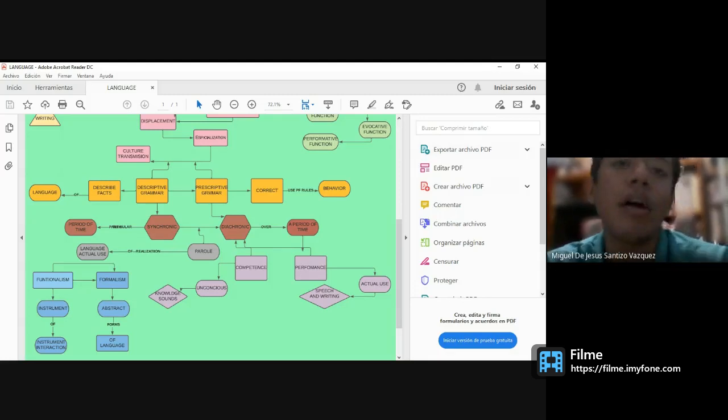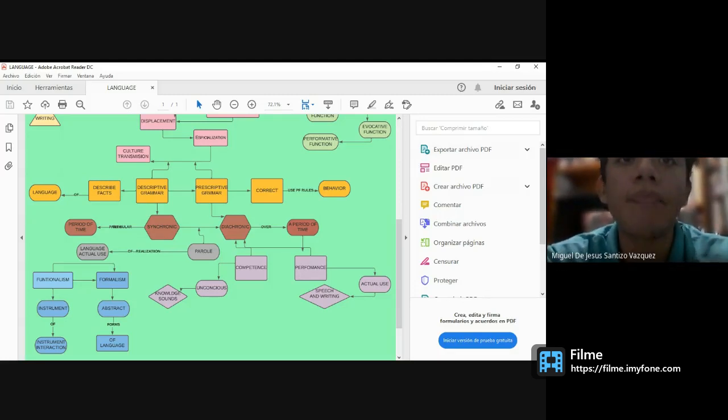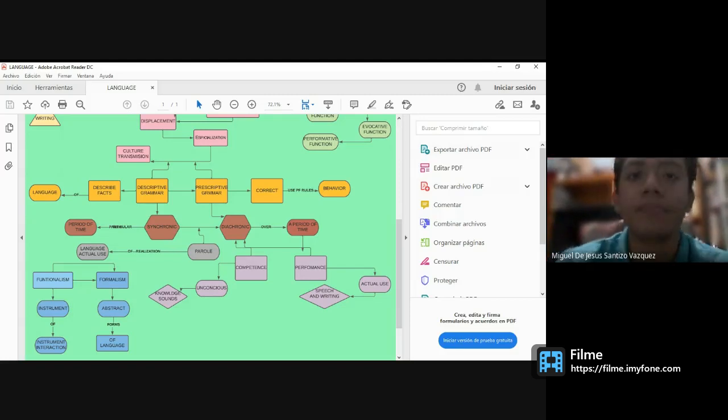And the last concept that we are going to know in this video is functionalism. Functionalism is an approach which is concerned with language as an instrument of interaction, a system viewed in a social context. And formalism is the study of the abstract form of the language and its internal relations.